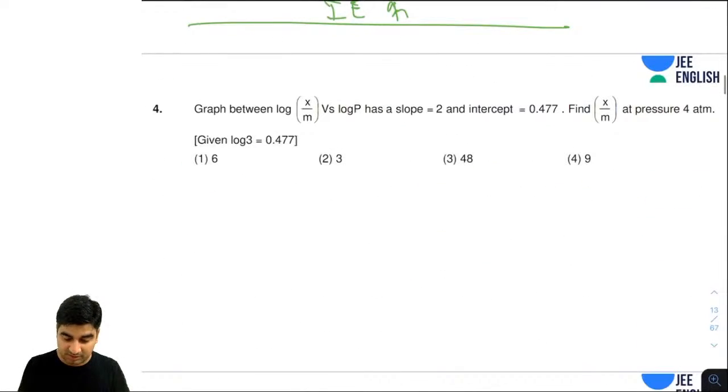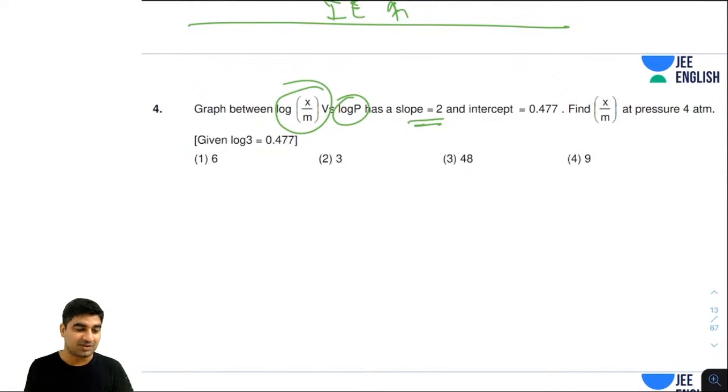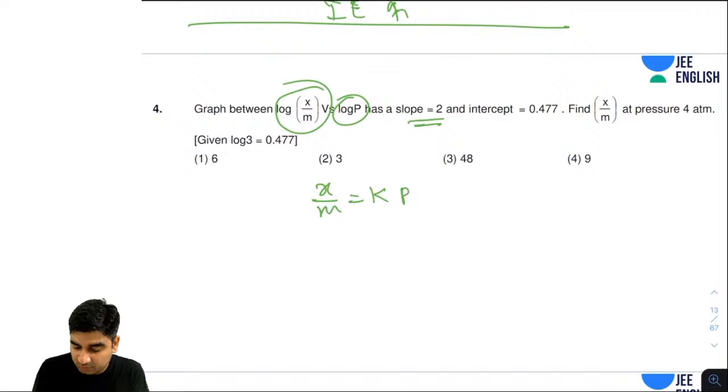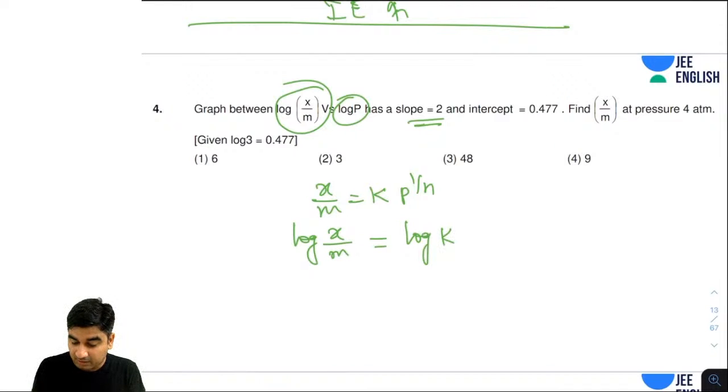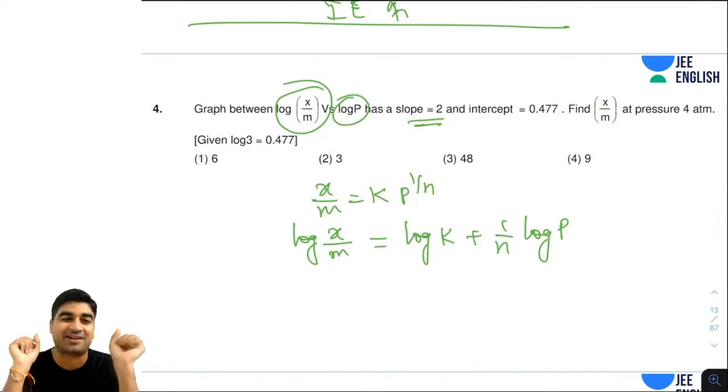And the next question is, the graph between log x by m and log p has a slope of this. So guys, you know that x by m is equal to k into p raised to the power 1 by n. So log x by m will be equal to log k plus 1 by n log p. Again, it is from surface chemistry, but this problem is also not a direct problem, right? You have to apply your brain.